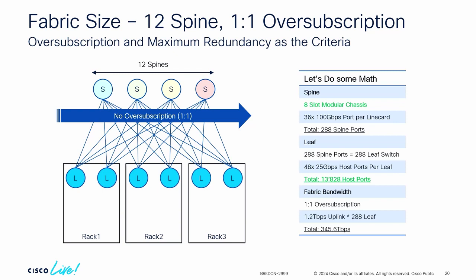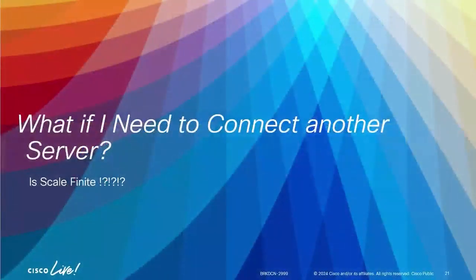Again, with one-to-one oversubscription. If you change the oversubscription, or if you reduce the number of leaves, you can play with these numbers, right? It's just an example. Now, the question comes, what happens when I need to connect host 13,829? In a technical term that they use in America, you are SOL. I'm not going to spell it for you because I'm recorded. You go Google it. But you are SOL because you used all the interfaces you had available on your spines.